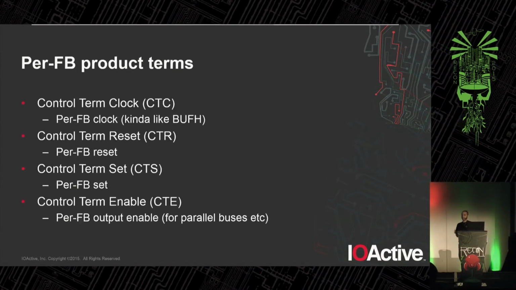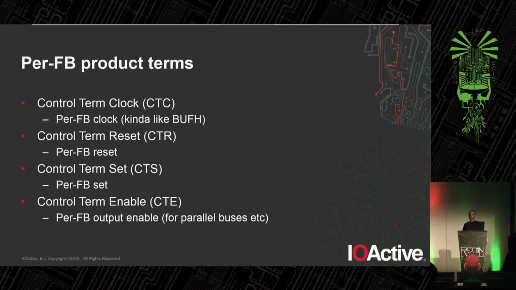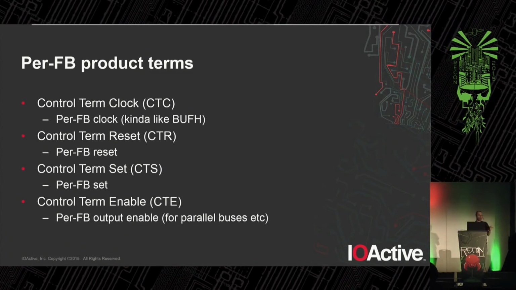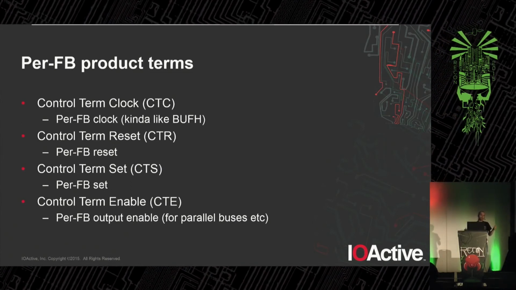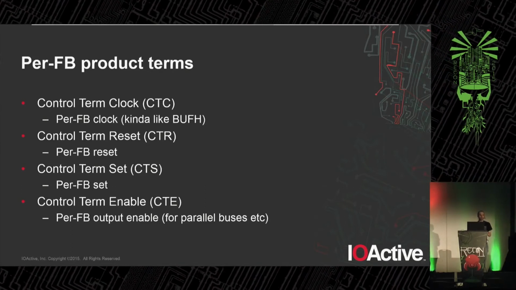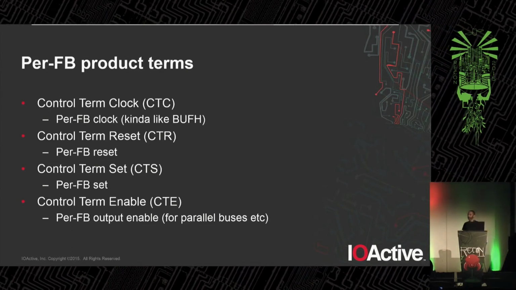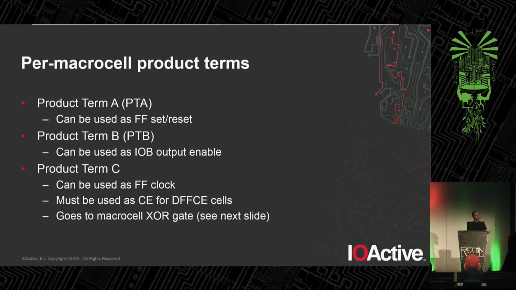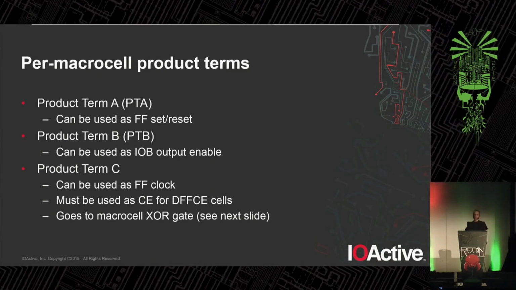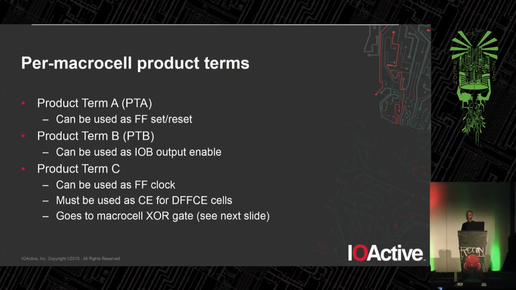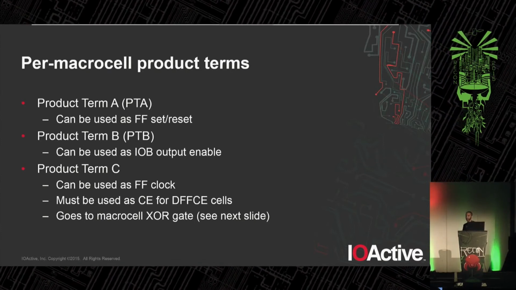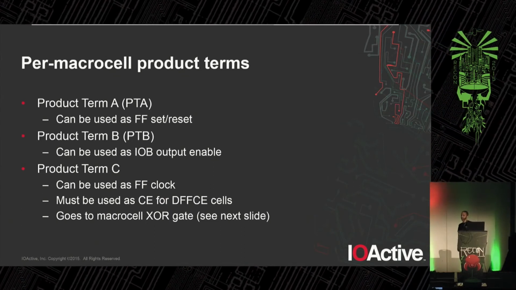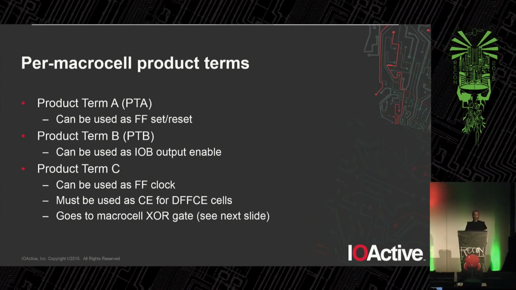So I will just briefly cover what these terms are. So per function block, we have a local clock that we can use. So we don't want to waste global clock resources for the whole chip, but we also don't want to have a per flip-flop clock, because that'll both increase skew and use a lot of product terms that we really don't need. Then we have dedicated set and reset and dedicated output enables. Then per macrocell, we've got product terms A, B, and C, very inventive naming. So product term A is one of several legal sources for set/reset. There's also the control term set and reset that can be used instead if you want. There's product term B, which is one of several possible sources for the IO buffer output enable. And then product term C, which can be used for a couple of things.